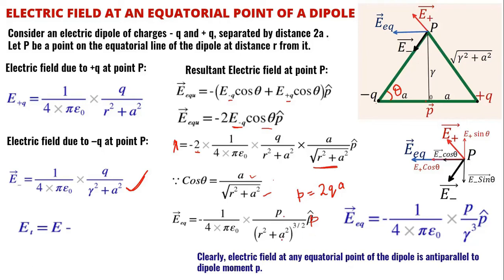Further, if R is very much greater than A, neglecting this A term, we get minus 1 upon 4 pi epsilon naught, P by R cube. That is, the electric field at any equatorial point of the dipole is anti-parallel to the dipole moment. This is the key factor because the negative sign is introduced. You can see E equatorial is pointing in the negative x-axis, whereas the dipole moment is pointing in the positive x-axis. So these two are opposite to each other. That is why the negative sign has been included.